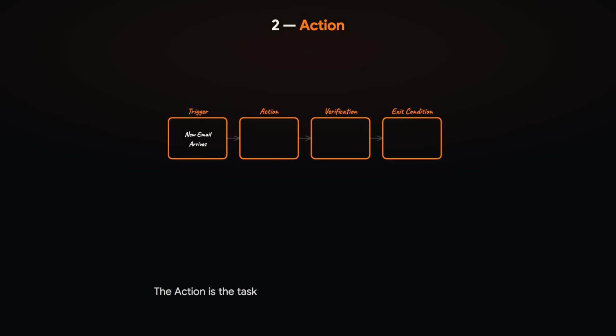The action is the task the AI performs after the trigger happens. In our example, write inside the box, Draft a reply. The AI reads the email, understands the questions, and prepares a response. This is where many people focus all their attention. They think the action is the whole automation, but it isn't. If the AI writes a poor reply or misses an important question, stopping here would create problems. That's why every good loop has another step.